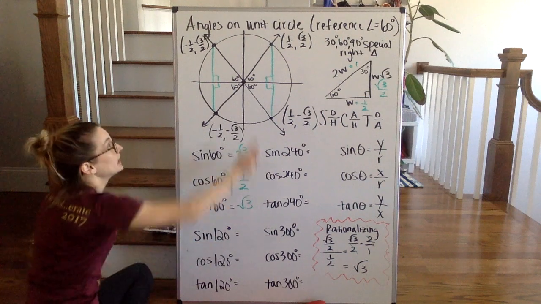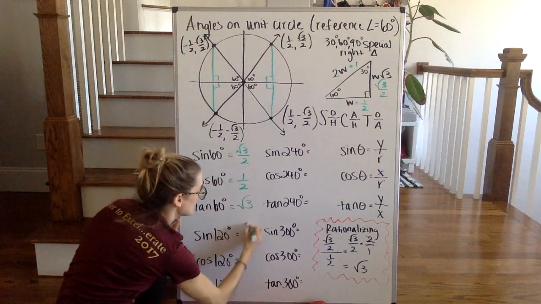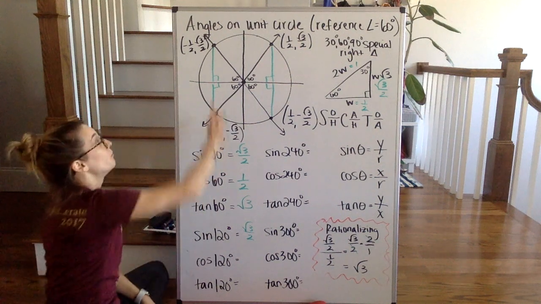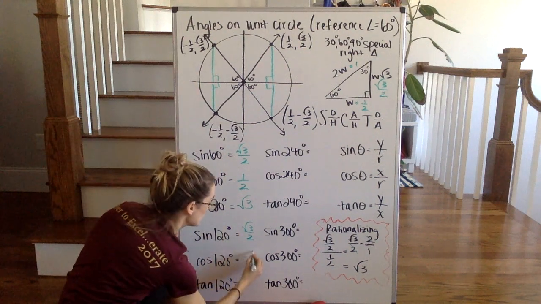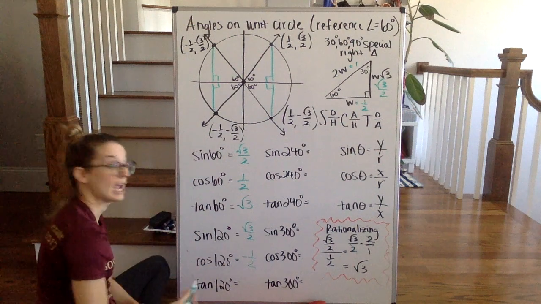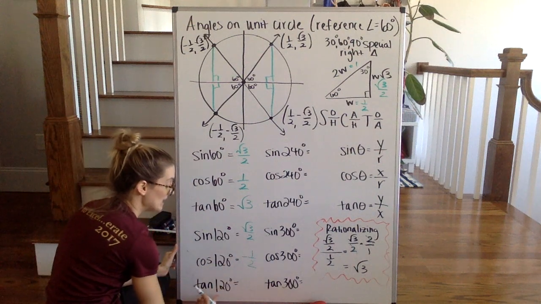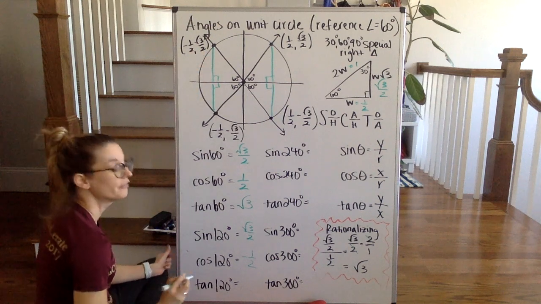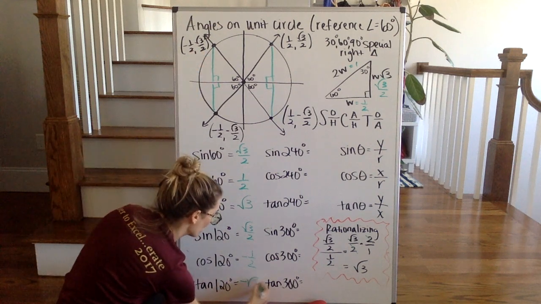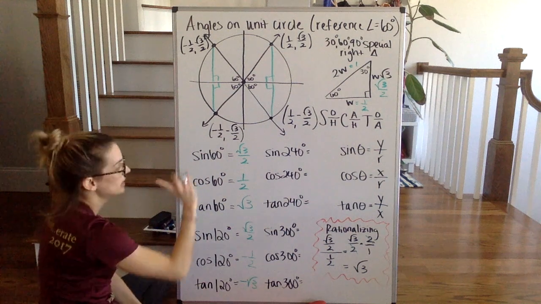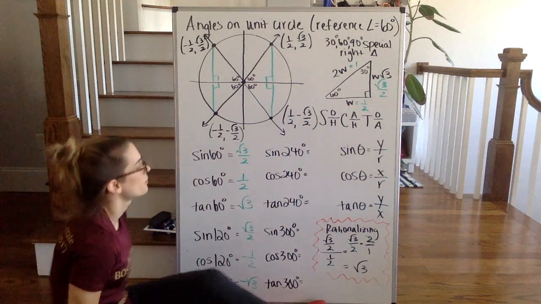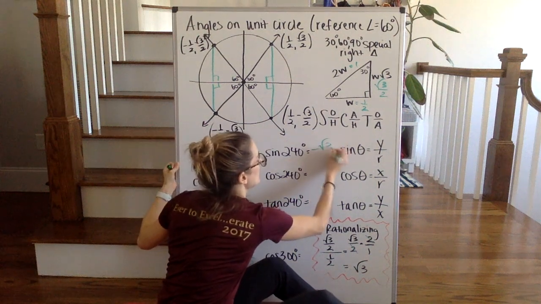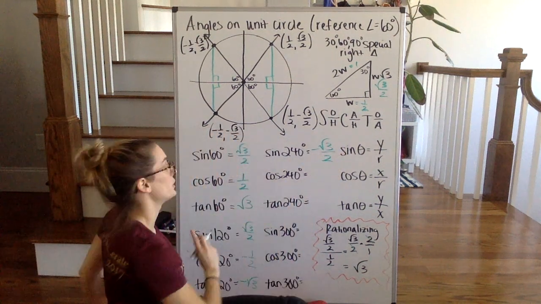So the sine of 120, y coordinate divided by radius, root 3 over 2. The sine stays positive. Cosine of 120, x coordinate divided by radius, negative 1/2. Okay, so cosine became negative. Tangent of 120, y over x, a positive divided by a negative, that's going to be negative root 3. Let's keep the pattern going. Move into quadrant 3. Sine of 240, y coordinate over radius. Sine is negative. Negative root 3 over 2.